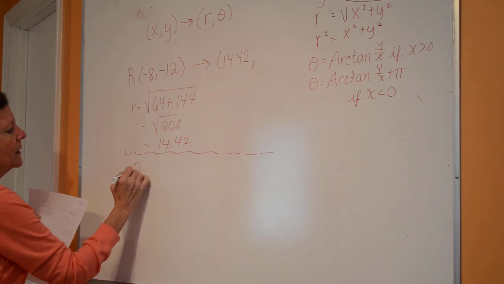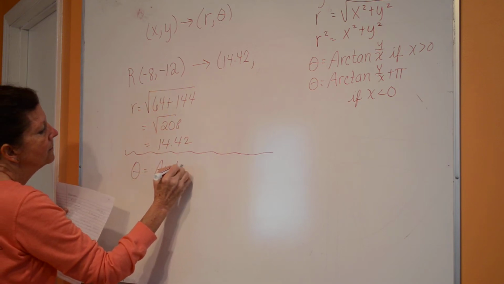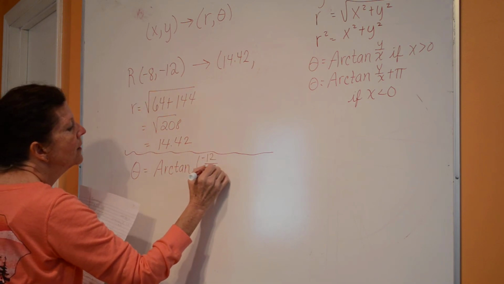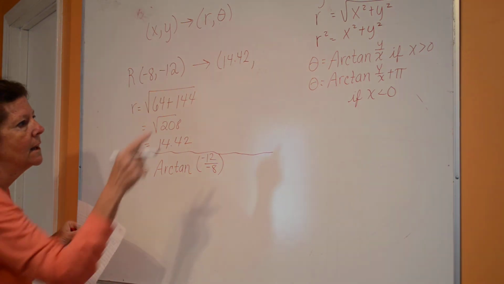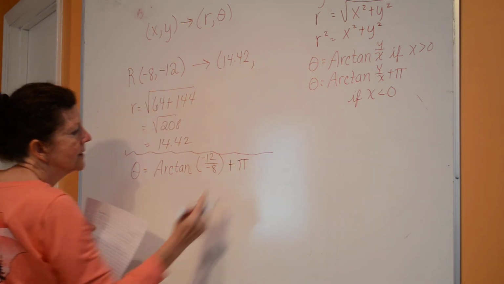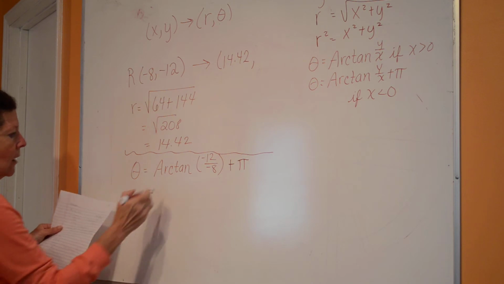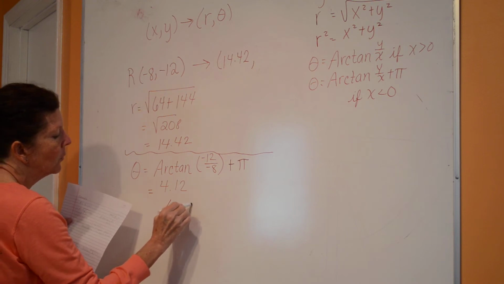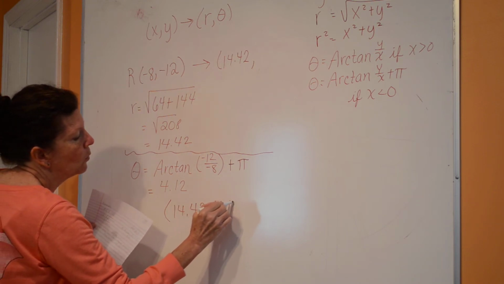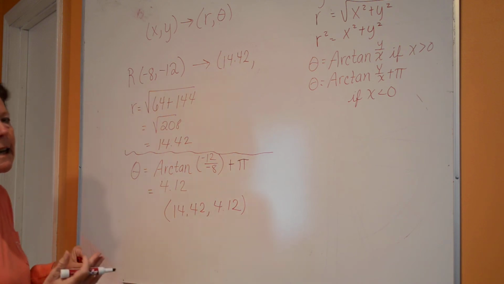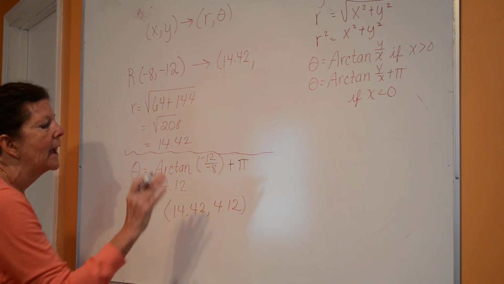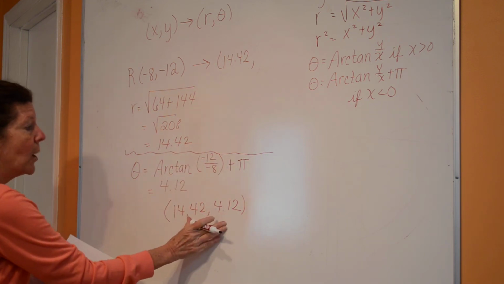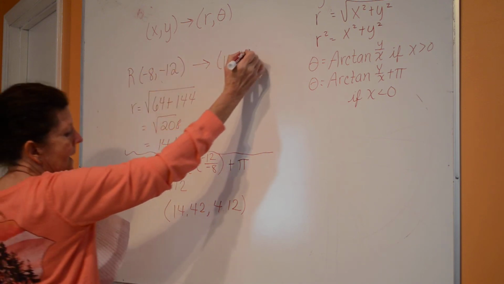So now to find my theta, I'm going to do the arctan of my y, negative 12 divided by negative 8. Notice that my x is negative, so I have to add pi to that. So when I get the answer there, I'm going to get 4.12. So my answer is 14.42 and 4.12. Now that kind of looks like a rectangular coordinate because I don't have any degree mark on that. But remember, I don't have a degree because it's in radians. So that's your polar coordinate of this rectangular coordinate.